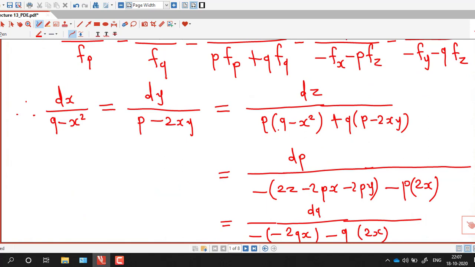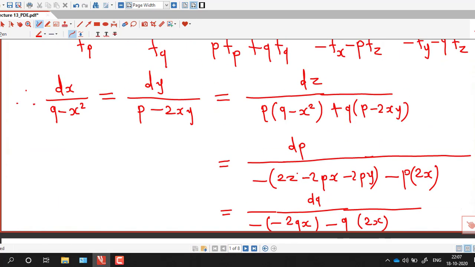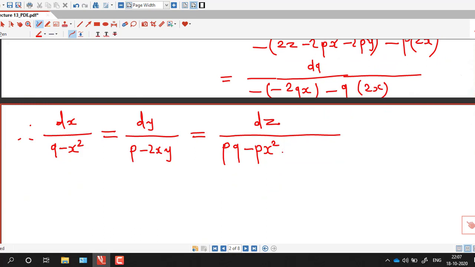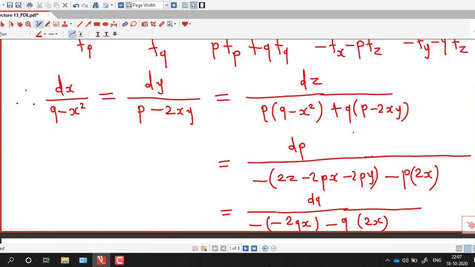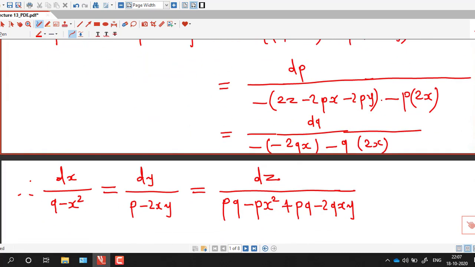Here we multiply with p, so we have pq minus px square. P into q minus p into x square. And p into q minus 2px, p into q minus 2qxy. P into q minus 2qxy. Let me check again. Pq minus px square plus pq minus 2qxy.